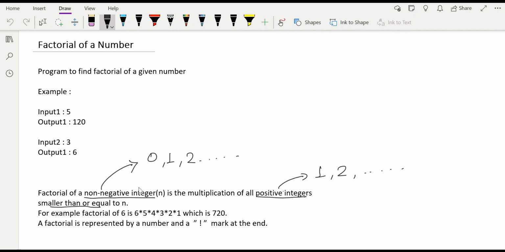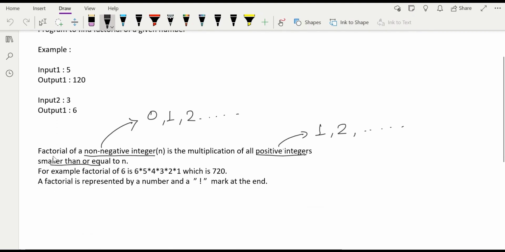Okay, so now let's come to the definition. Factorial of a non-negative integer is the multiplication of all positive integers smaller than or equal to n. So basically, suppose I have to find the factorial of 6, then what does the definition say? It is the multiplication of all positive integers smaller than or equal to n. So we can write simply 6 into 5 into 4 into 3 into 2 into 1.